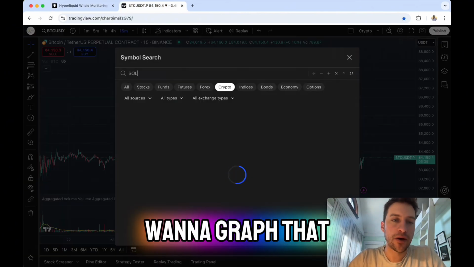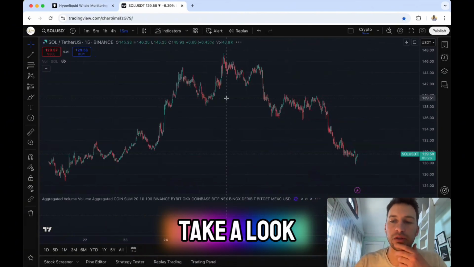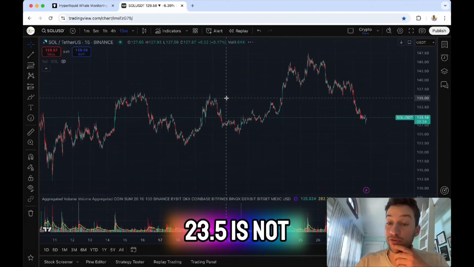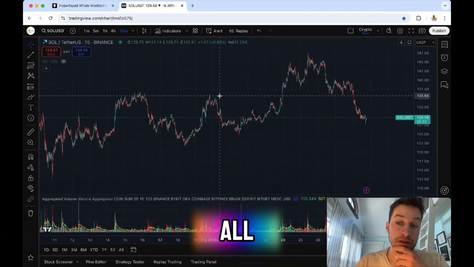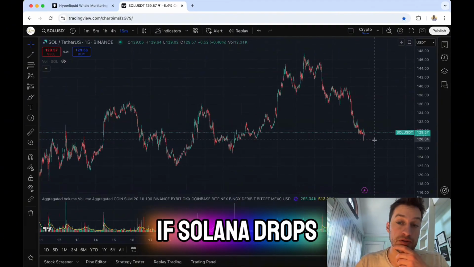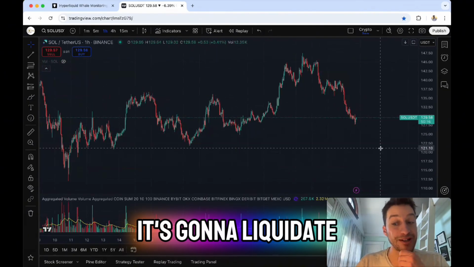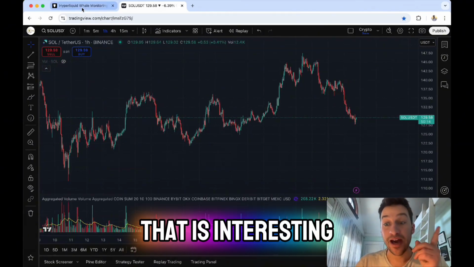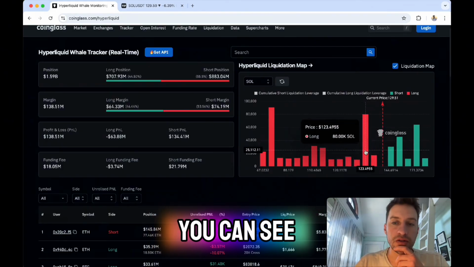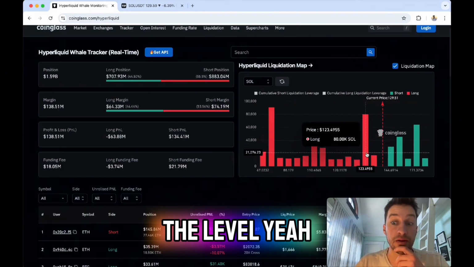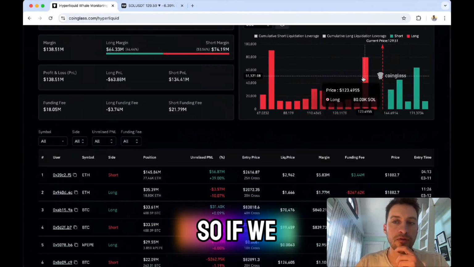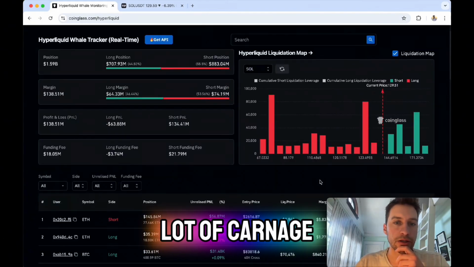So if we want to graph that, we can very simply go take a look. 123.5 is not far away at all. So if Solana drops a little bit more, I'm going to go in the 1 hour for you guys. If Solana drops a little bit more, it's going to liquidate a lot of people on DeFi. That is interesting. So right here, you can see that 123.5 is the level. Yeah. So if we get there, there's going to be a lot of carnage.